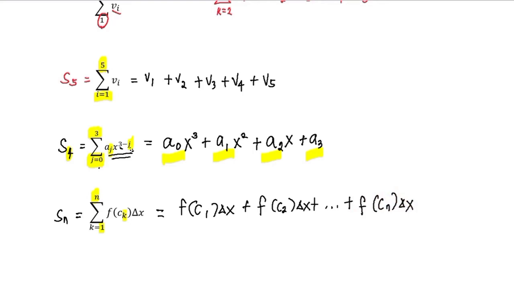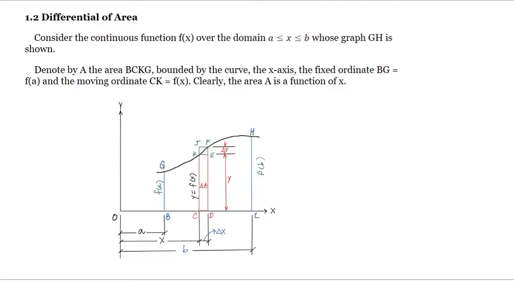So, we are now going to proceed to establish, by the use of this compact symbol, the basic concept of the definite integral as the limit of the sum. Okay, so we are now going to discuss the differential of the area. If we are going to consider a continuous function f of x over the domain of a, no, less than or equal to x, less than or equal to b, whose graph GH is shown in the figure.